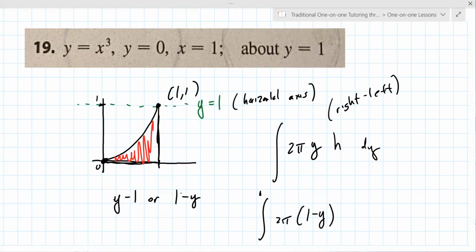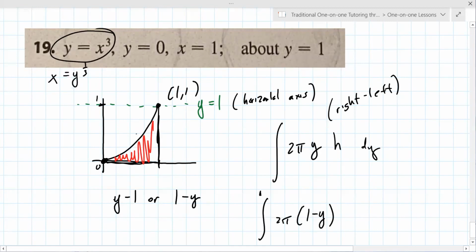And then your height is this right minus left. The problem is that it has to be in terms of y, so x is equal to y to the 1/3. This is y to the 1/3. But what about this over here? Well, this is x equals 1. So it's 1 minus y to the 1/3, because your right is 1 and your left is y to the 1/3.